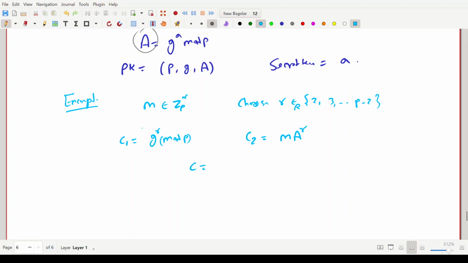So what is your ciphertext? It is C1, C2. Do you observe that your ciphertext size is now double your plaintext size? Now let us see the case of decryption.